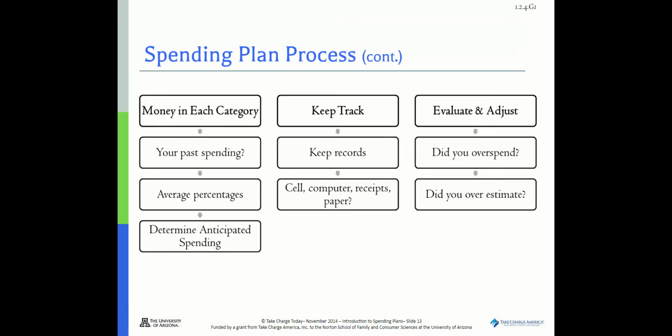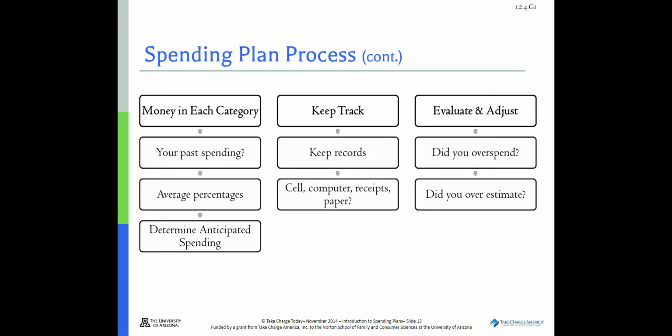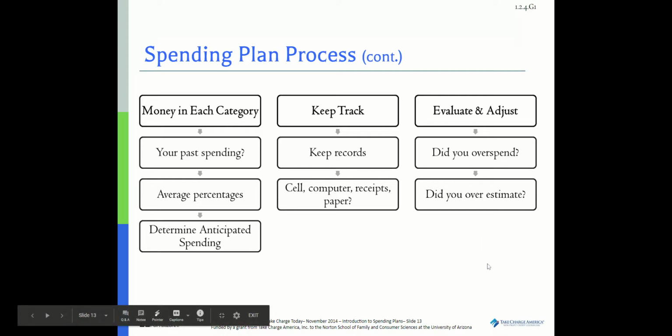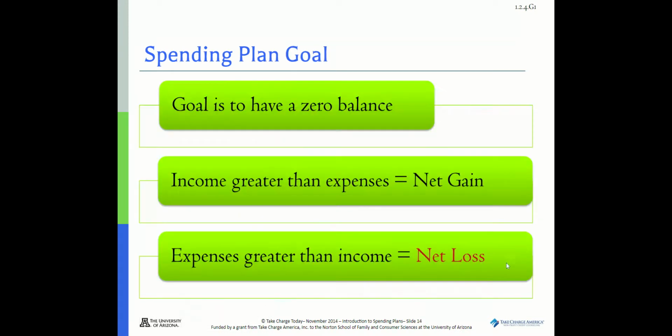Money in each category. You look at your past spending, average percent of money you spend on certain things. Determine how much you're going to spend based on what you spend in the past. You keep track, you keep records, you write it down. Paper, pencils, receipts, all of those things. Just keep track of all your items that you spend money on. You evaluate and adjust. Did you overspend? Did you overestimate? If you spent more than you should, then you need to figure out what you're going to have to spend less on next time. If you overestimated, maybe you can spend more money on certain things.